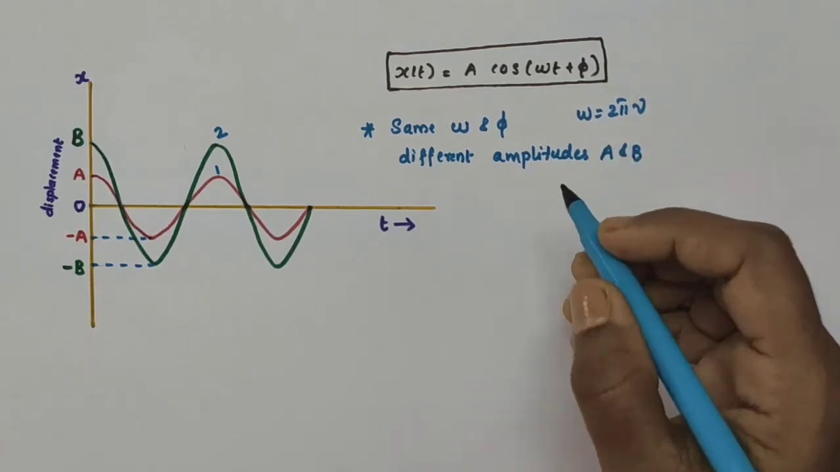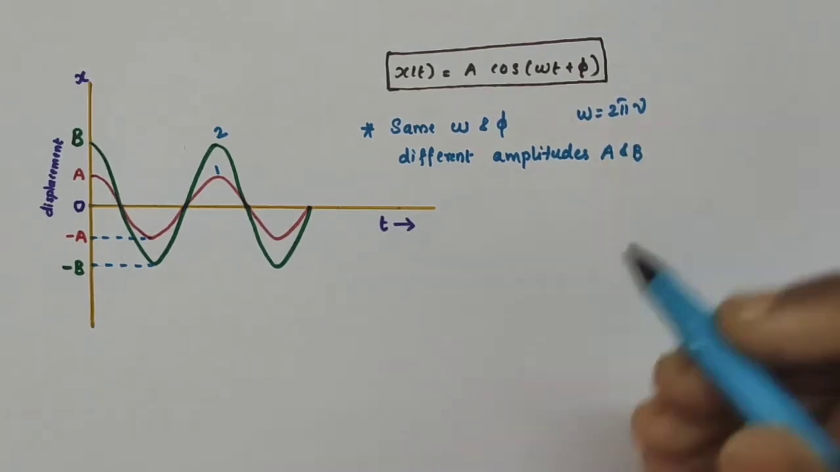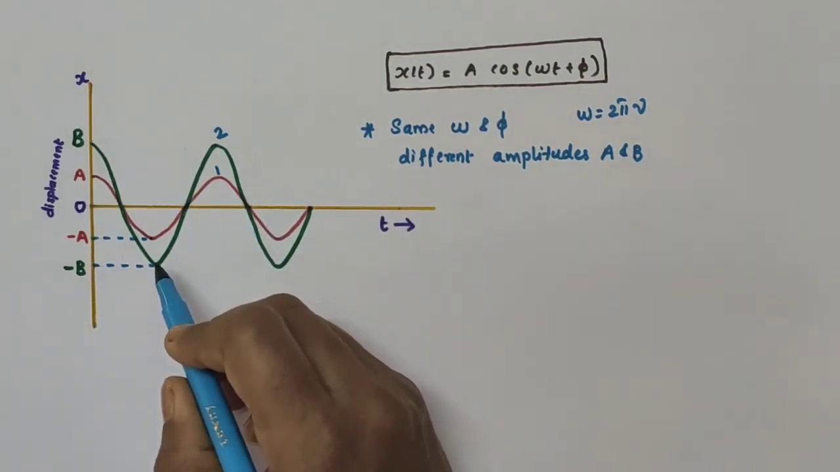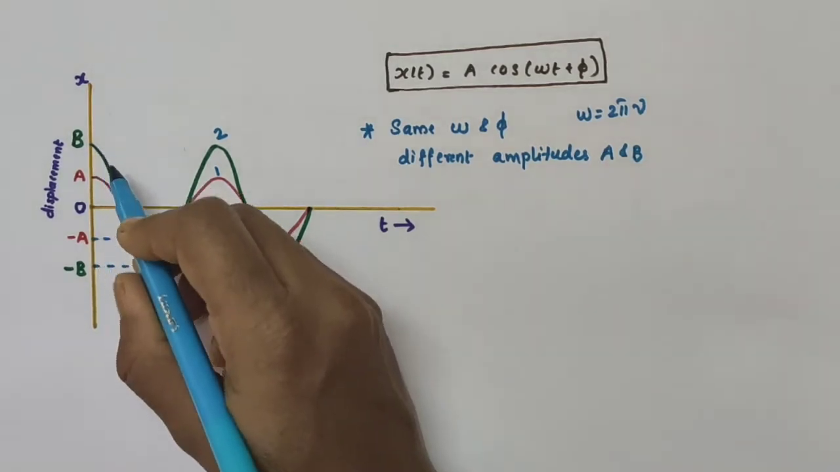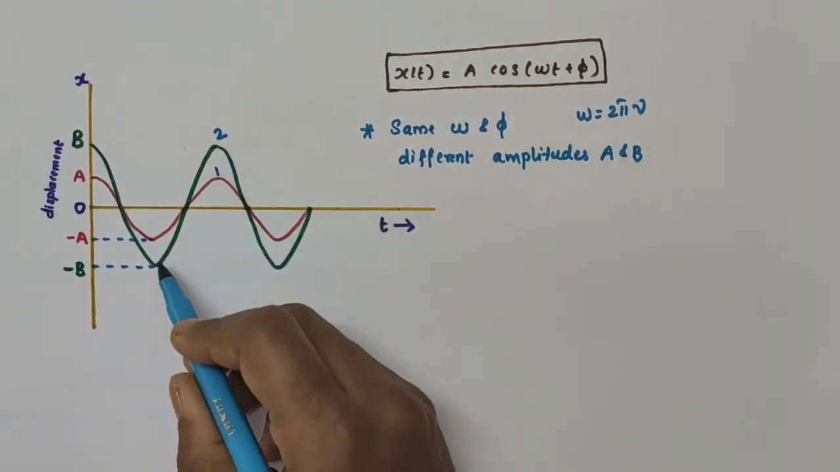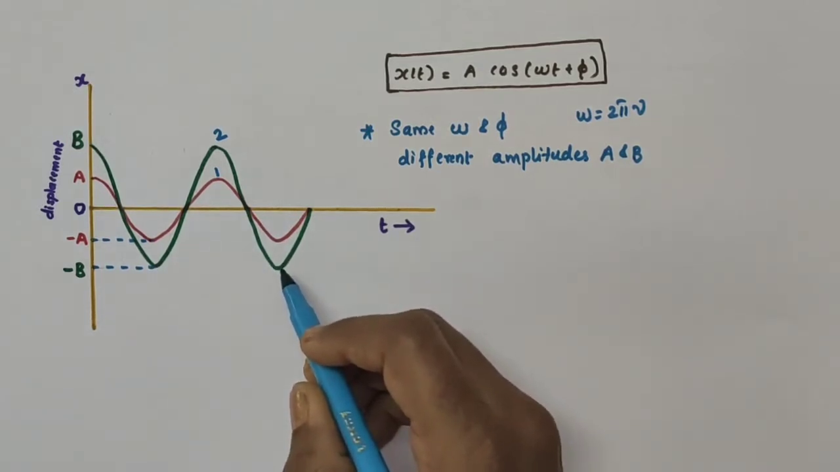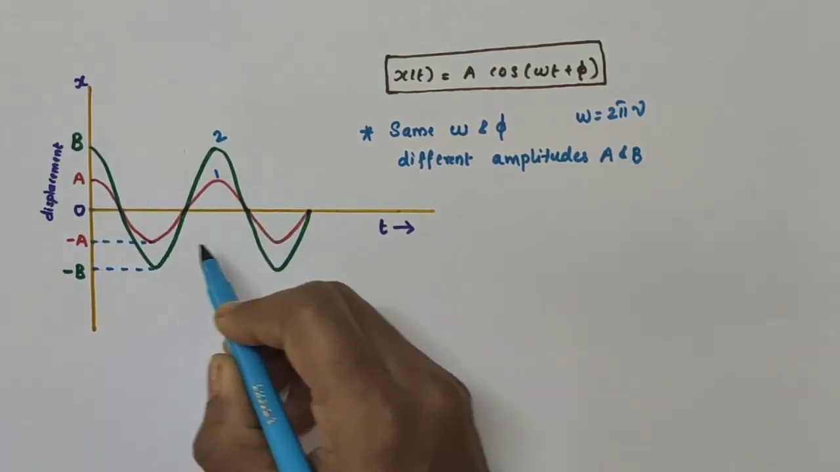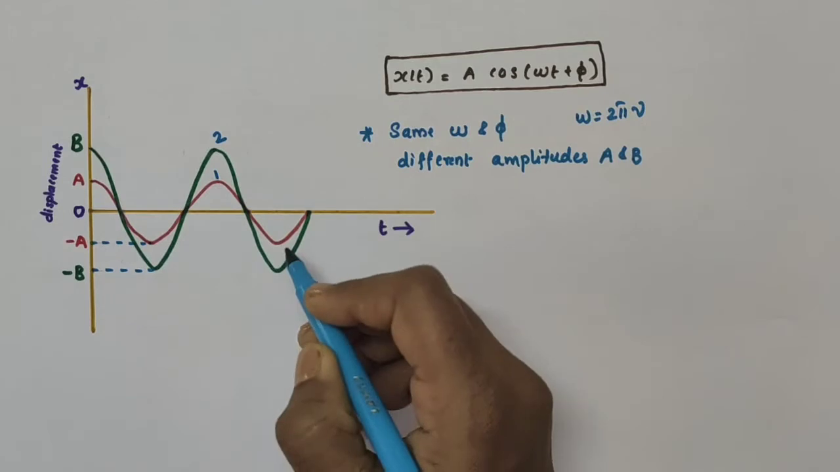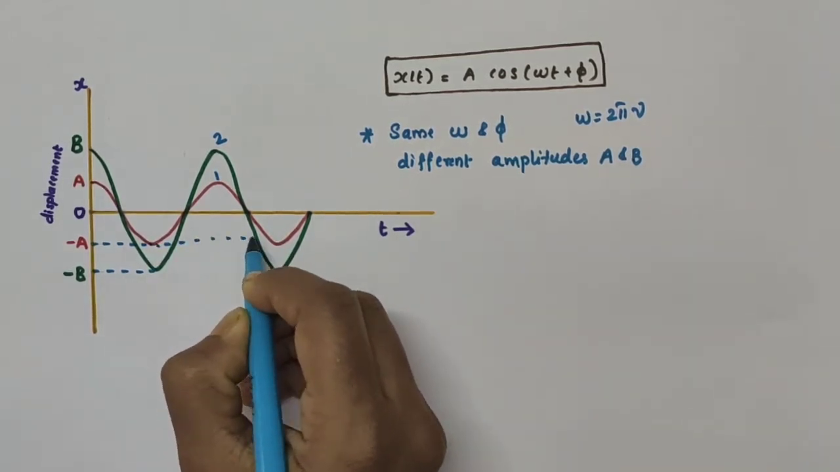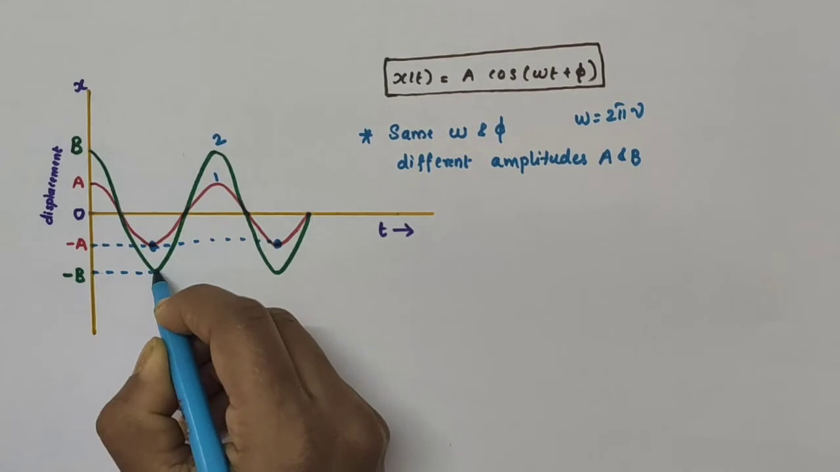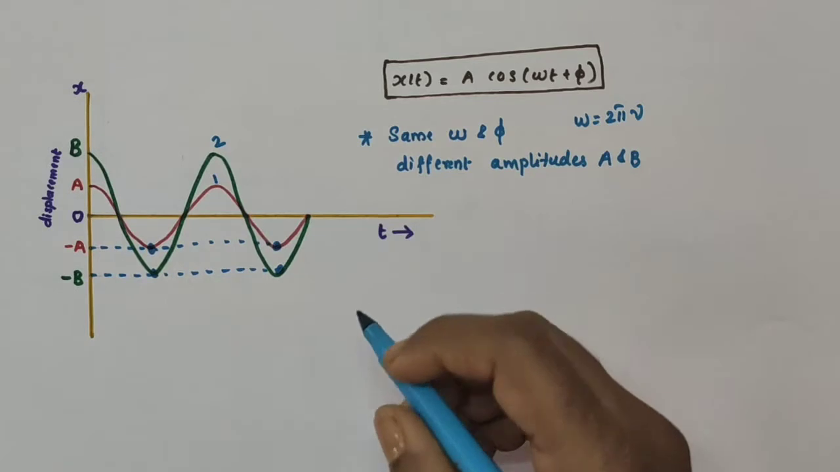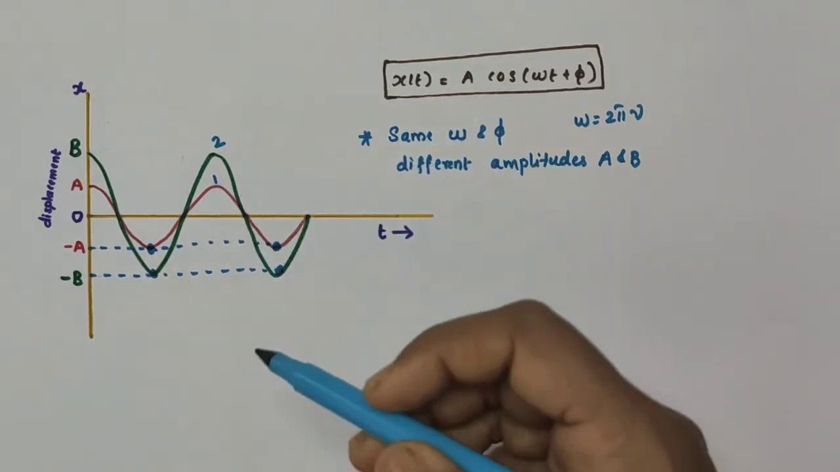Or you can just check the time period. If they have the same time period, then also. Or you can just take the wavelength. See, wavelength is from crest to crest or trough to trough, no? So for this green colored wave, that is the second wave, its wavelength is this much. And when I am considering this first wave, which is a red colored wave, its wavelength is also this much. Trough to trough, no? Both have the same wavelength, from here to here and from here to here. So we can say that these two waves have the same omega.